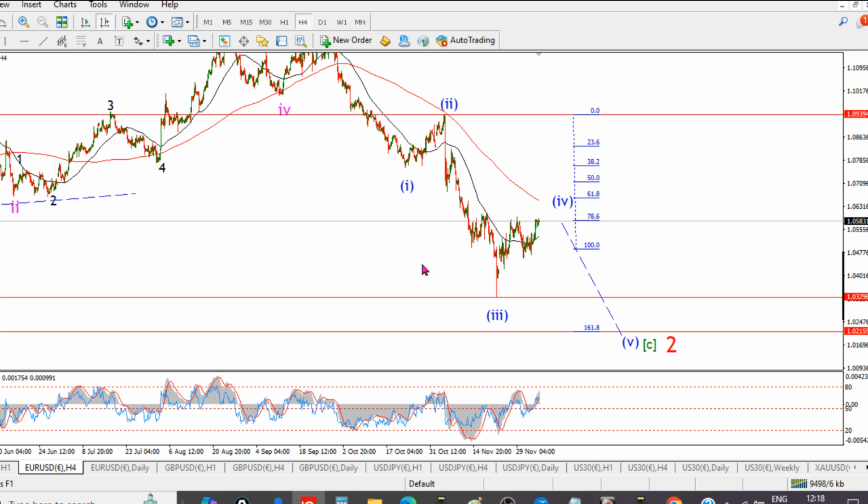I'm going to look at the markets across the world from an Elliott wave perspective.